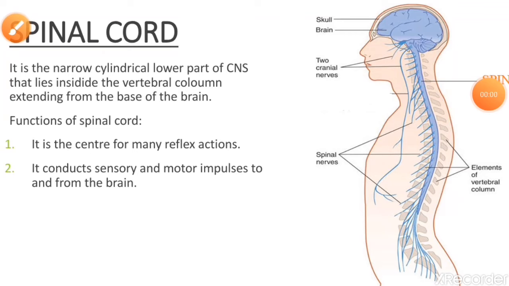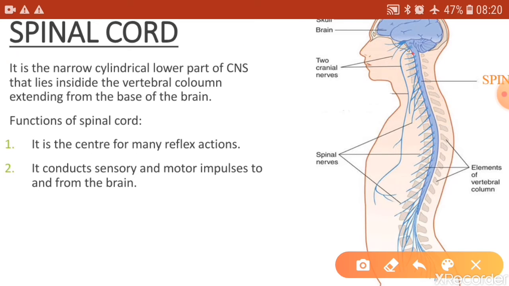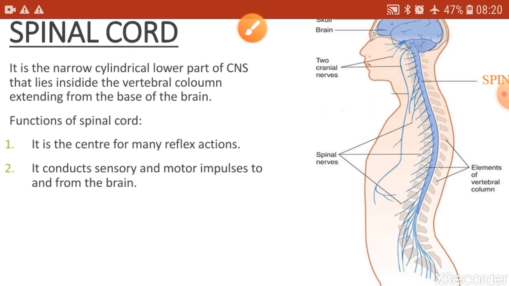The next important part of the central nervous system is the spinal cord. The spinal cord is a narrow cylindrical lower part of the central nervous system which arises from the base of the brain. Just now I had told you that the medulla, which is a part of the hindbrain, is connected to the spinal cord. Spinal cord has two important functions to perform.